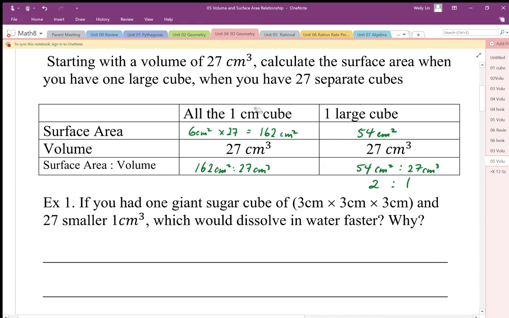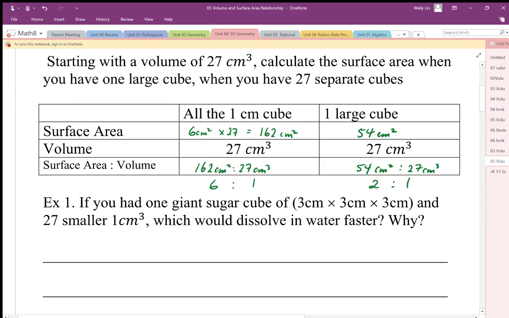So when I do this with the smaller cubes, I have 27, and each cube has a surface area of 6 centimeters squared, because it's 1 by 1 and there are 6 sides. And there are 27 individual cubes now, so there's 162 centimeters squared of surface. The volume remains the same, so our surface area to volume ratio is 162 to 27. When we divide 162 by 27, we end up with 6. So we end up with a 6-to-1 surface area to volume ratio.